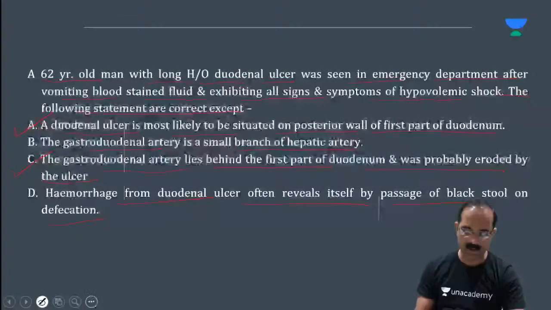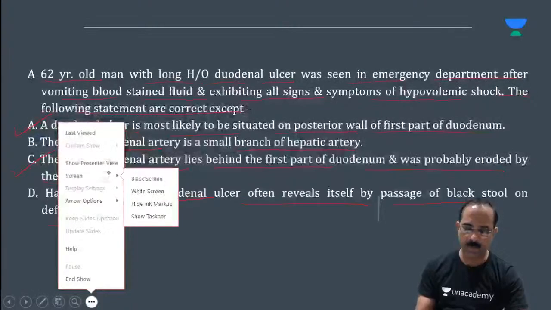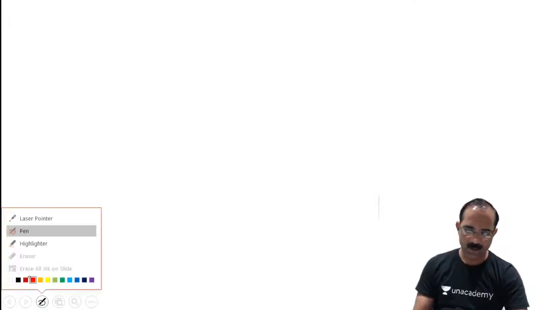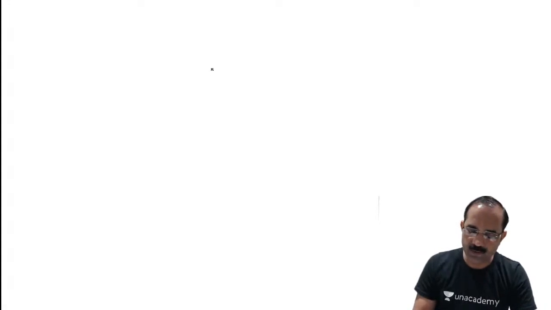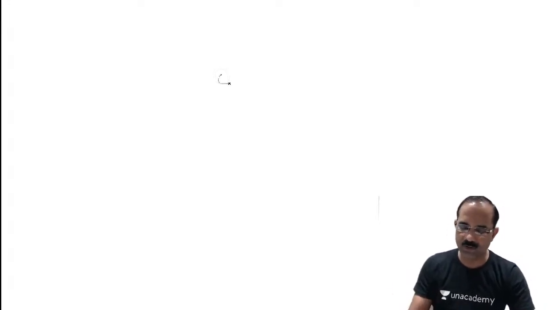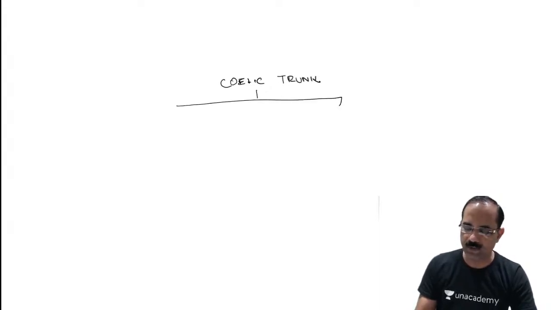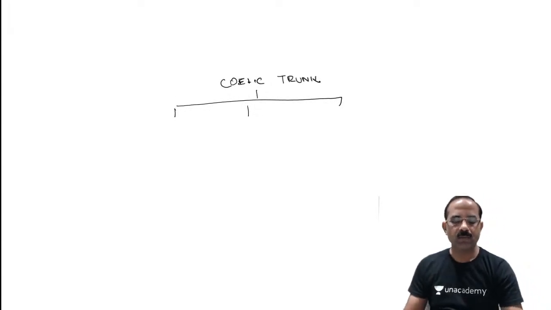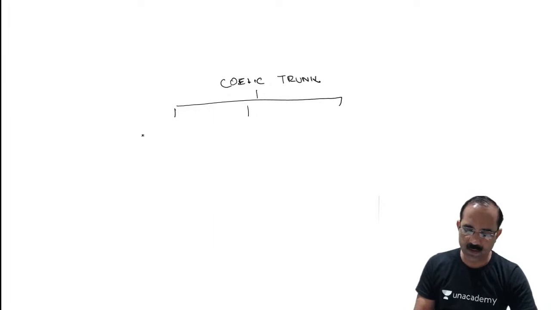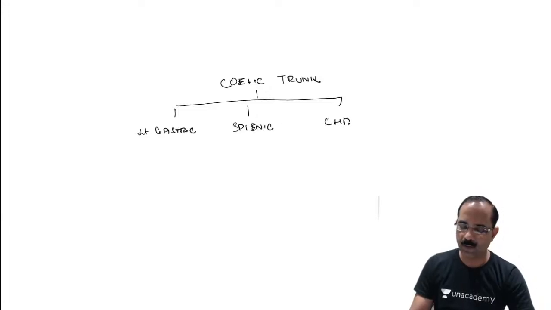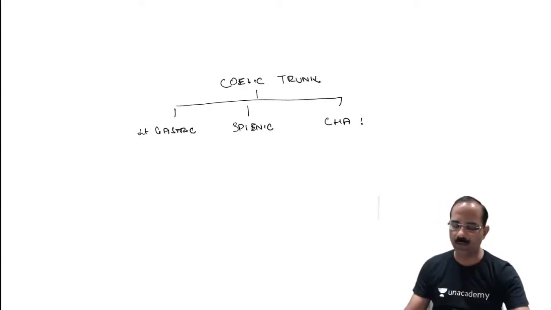Clear. So have a look at this. I'll just start with this. Tell me, students, celiac trunk. What are the branches of celiac trunk? What are the three main branches of celiac trunk? Can anyone answer this? The three main branches of celiac trunk: one is the left gastric, splenic, and the third one is the common hepatic artery. The left gastric, the splenic, the common hepatic artery.